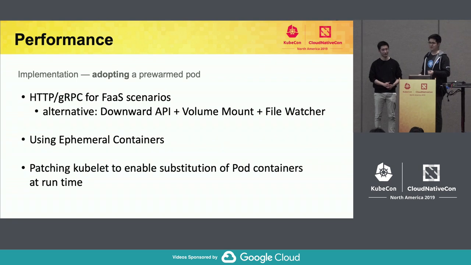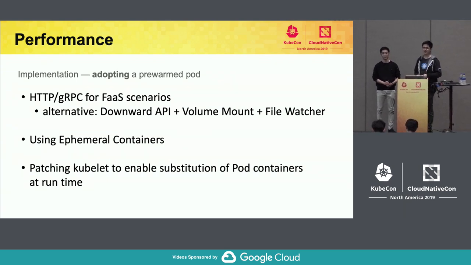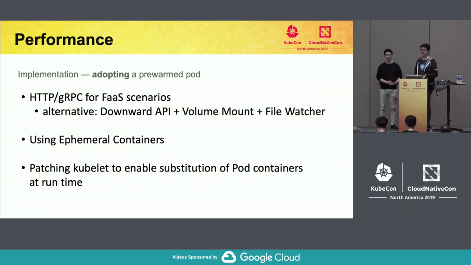Well, some of you may say that this is not a cloud-native way to do things because we are using HTTP requests and RPCs. We should be using declarative ways to do things, right? I agree. So maybe we can leverage another feature from Kubernetes, that is the downward API. One of the features of downward API is that it can map the annotations of a pod to a file that stays in a container.